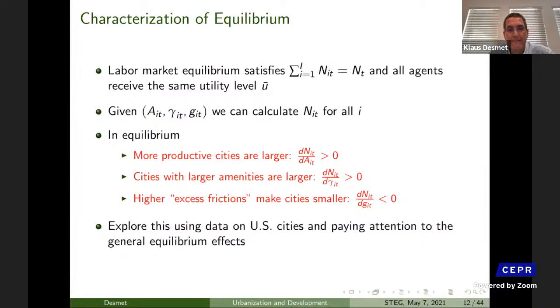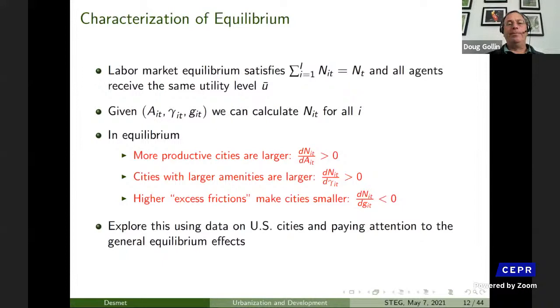Klaus, I have a clarifying question for you in the Q&A from Radhika Goyal, linking this back to the misallocation lectures that people have had. If people relocate to a city because of amenities, not productivity, can that lead to misallocation in the aggregate? How do you think about that?